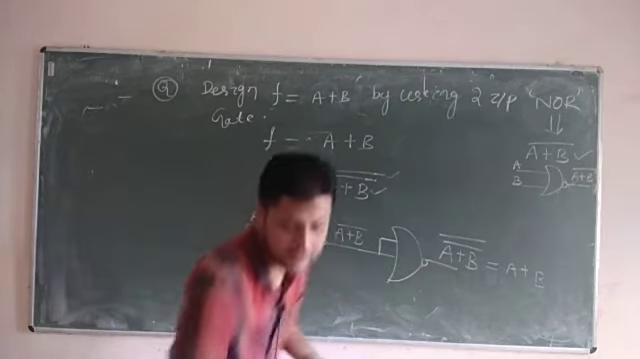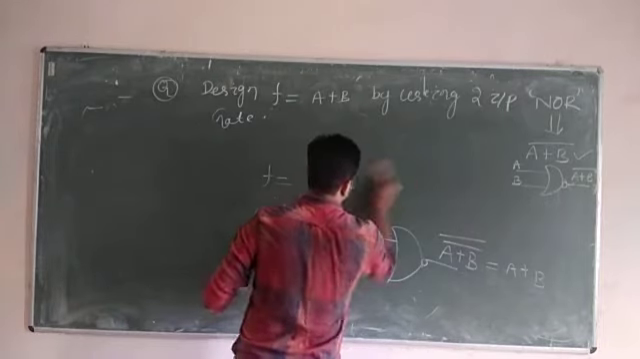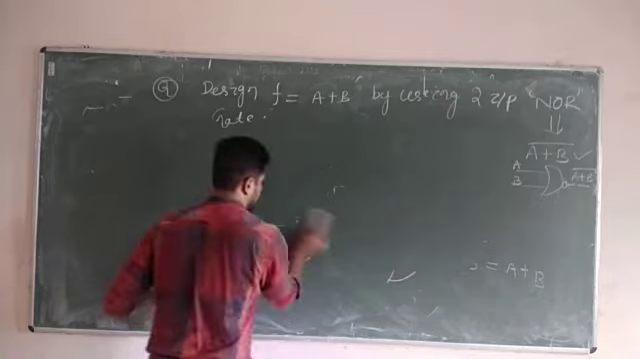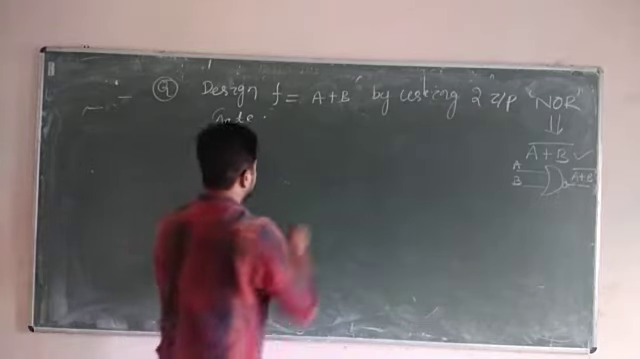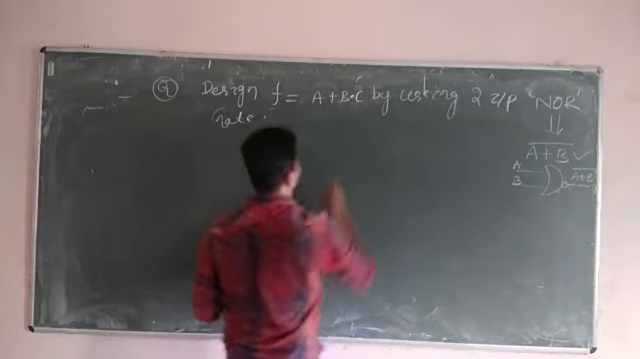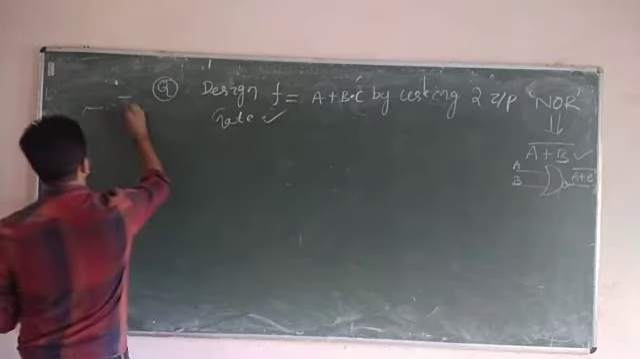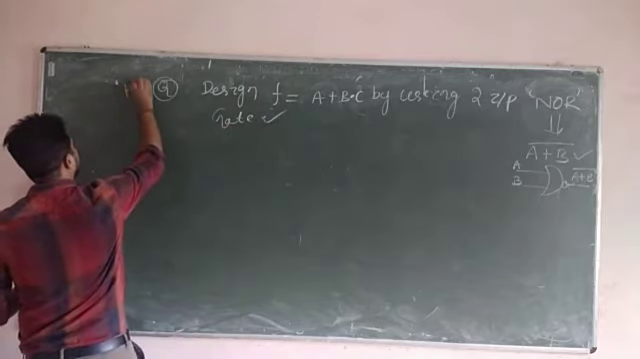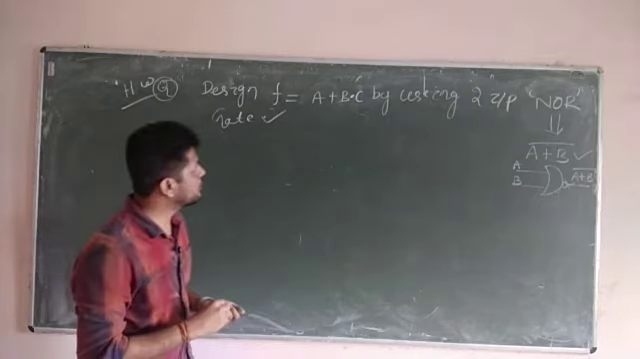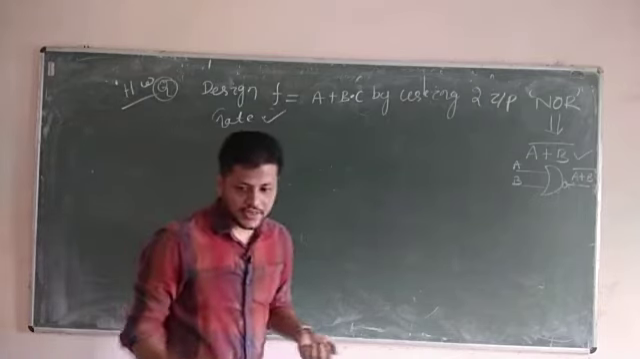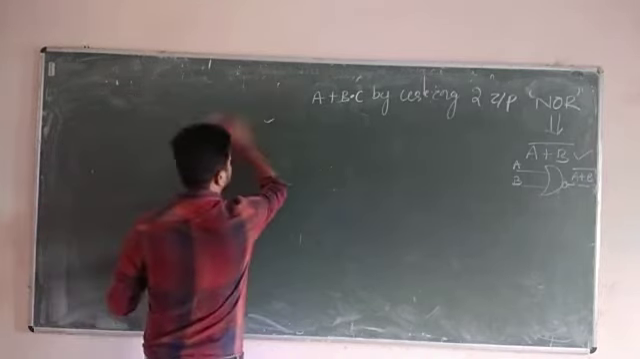Now the homework question is design F is equal to A or B and C by using two input NOR gate. This is the homework question. You try at your home. Design F is equal to A or B and C by using two input NOR gate. So next gate we will study about, which is very very important.